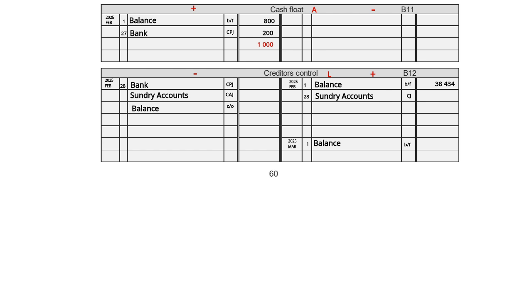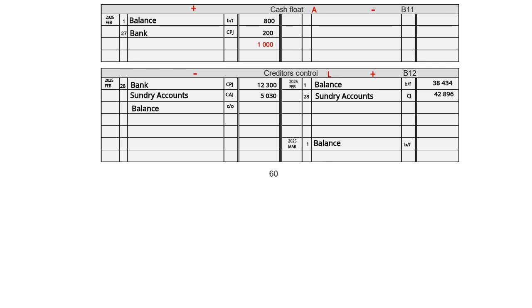Then our creditors control is a liability, that's minus plus. We already have our opening balance brought forward on the credit side of 38,434. Now if you go to your CPJ journal, the total for creditors control is 12,300 Rand. Your CAJ total is 5030. Your CJ creditors journal total is 42,896. Now we've posted all our totals from the journals.